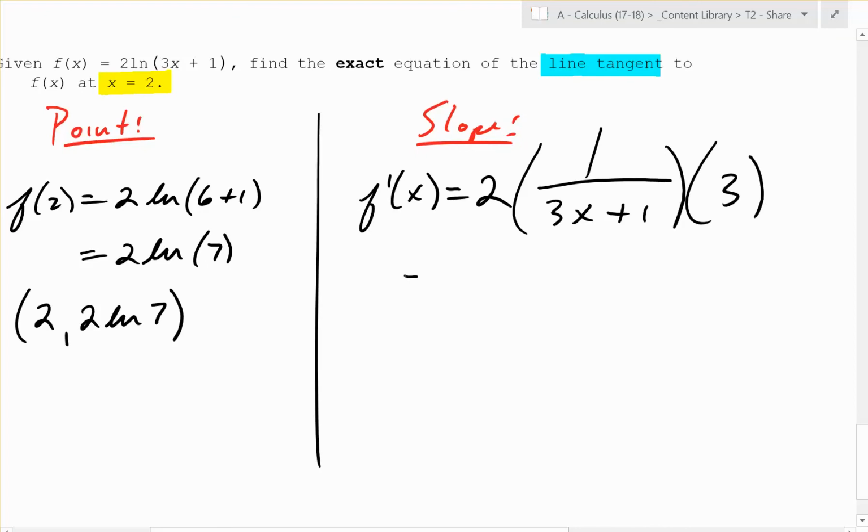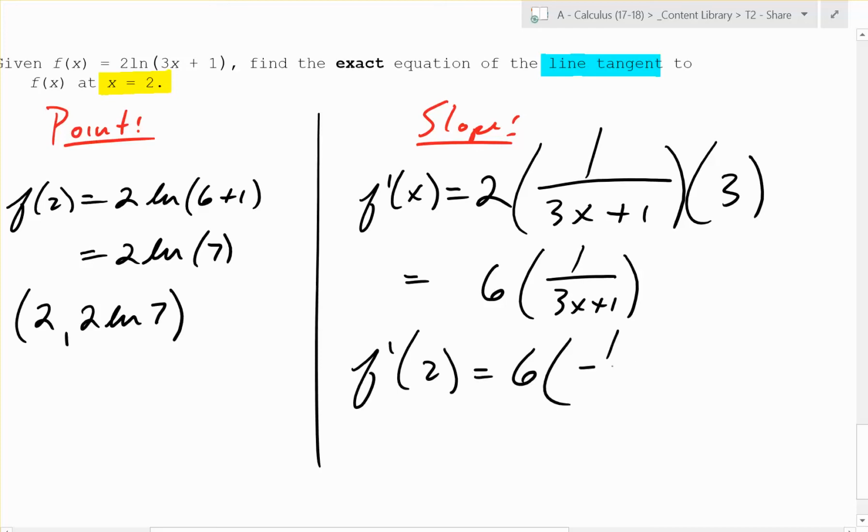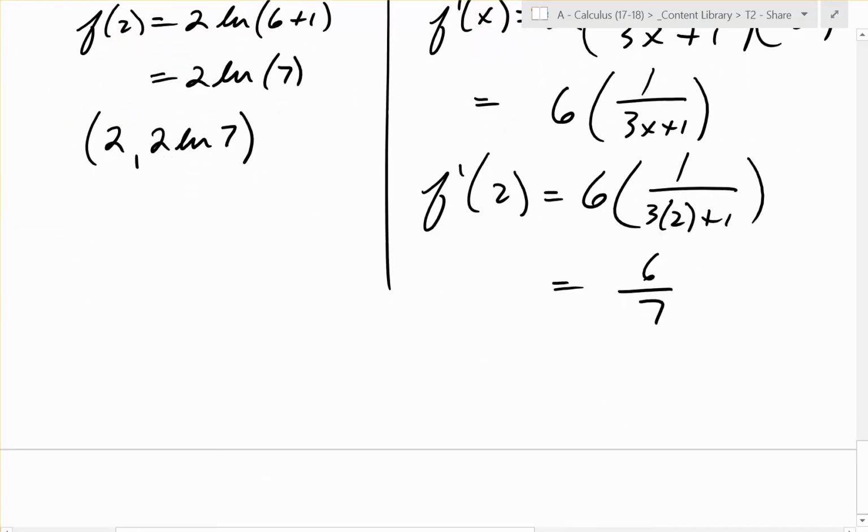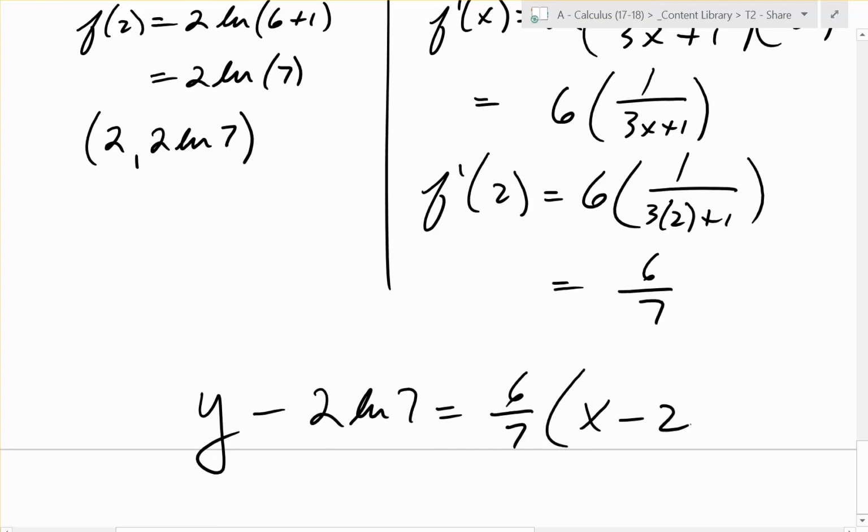So what does this mean? The derivative is 6 times 1 over 3x plus 1. So now we need to do f prime of 2. So that's going to be 6 times 1 over 3 times 2 plus 1. So that's going to be 6 over 7. So now we have a point and a slope. So it's going to be y minus 2 ln 7 equals the slope 6/7 times x minus 2.